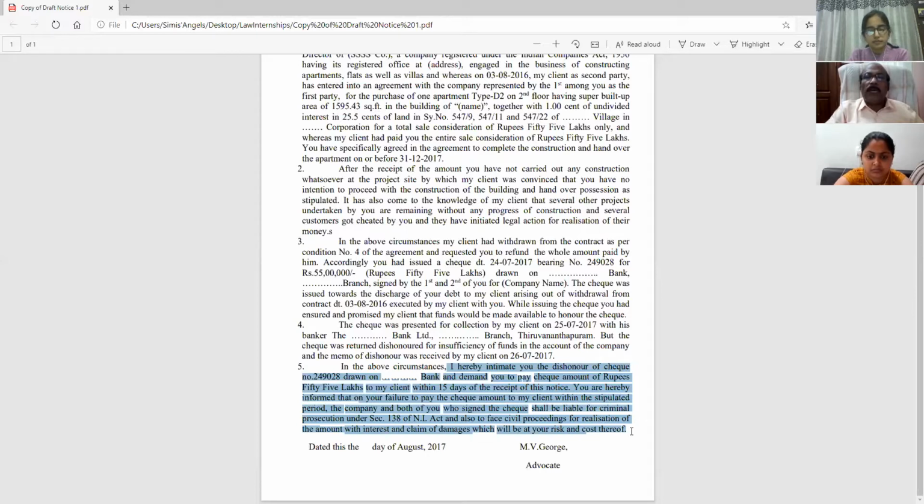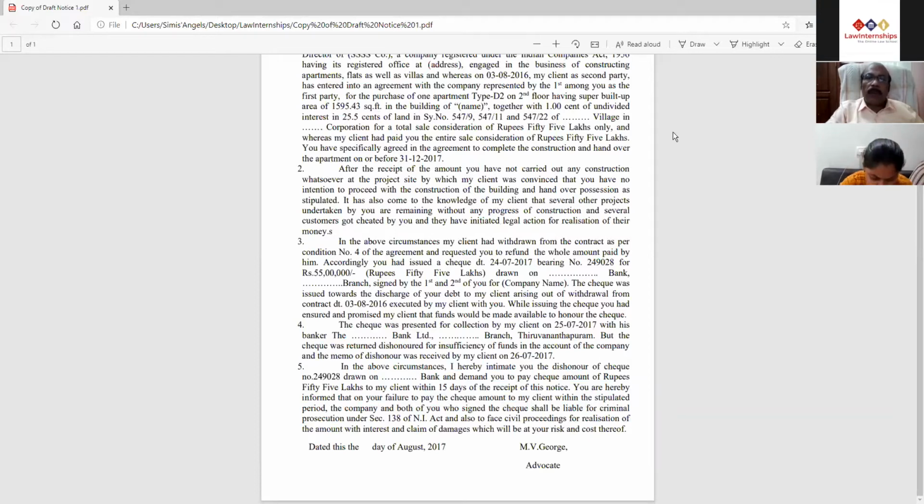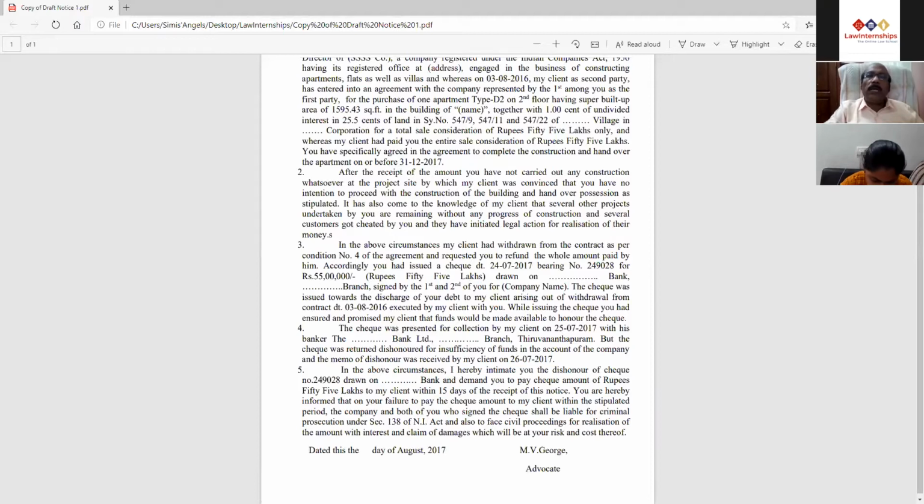So this is the final conclusion of a notice. And the signature, the name of the advocate, then the signature, the date, etc. So this is a typical model notice. It is a mandatory notice which is required to be sent before instituting a case for check bouncing cases. I think you can look at it, it contains all the particulars.